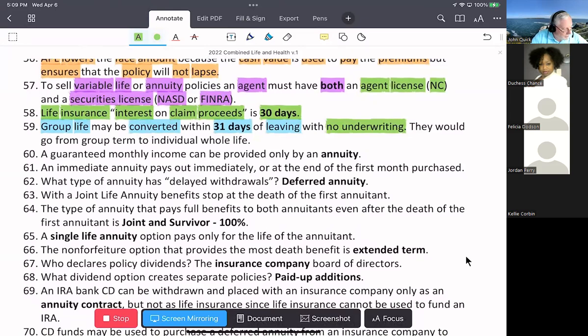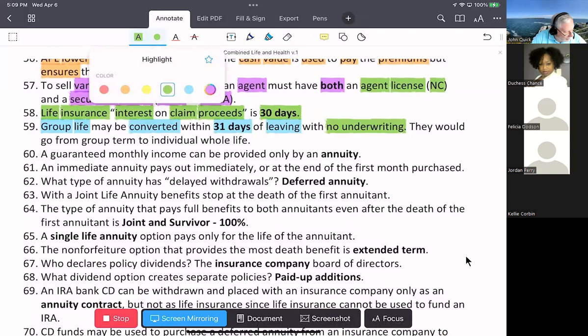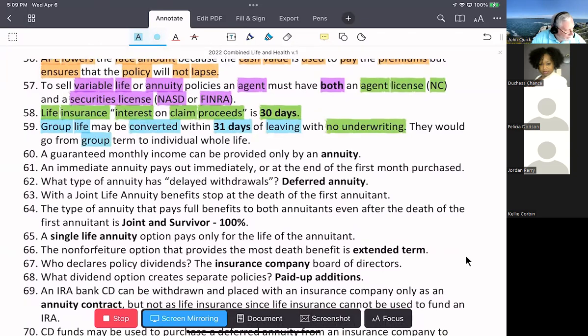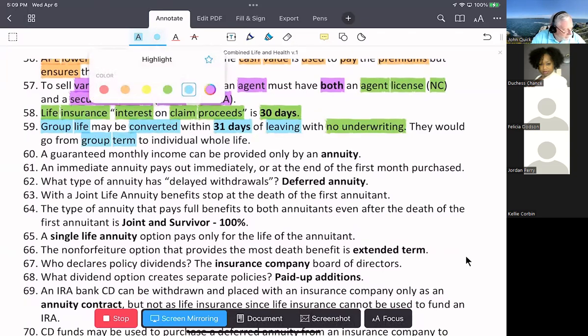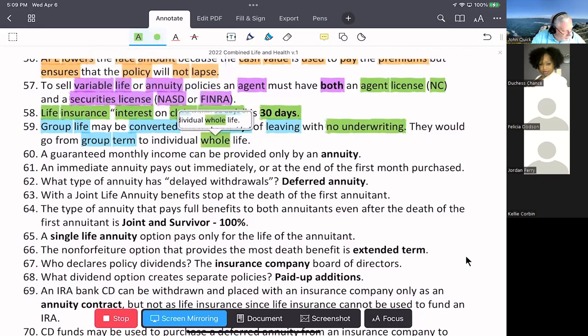But you go from group term to whole life. So your premium is going to be way more expensive.